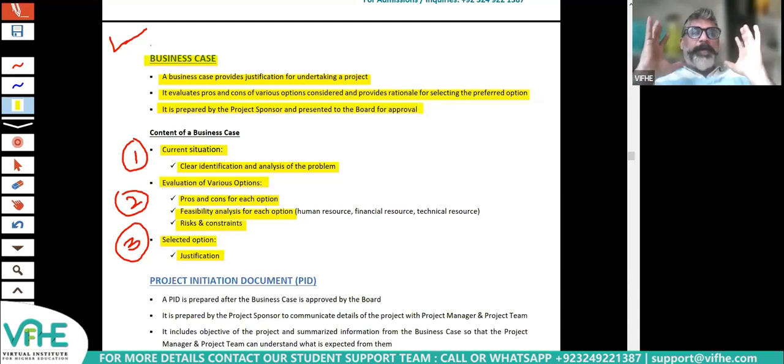Is the concept of business case clear? Just keep it very simple in your mind. A business case is a document through which we seek approval from the board.